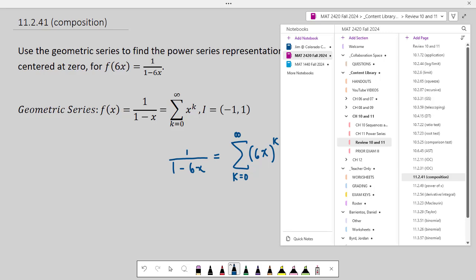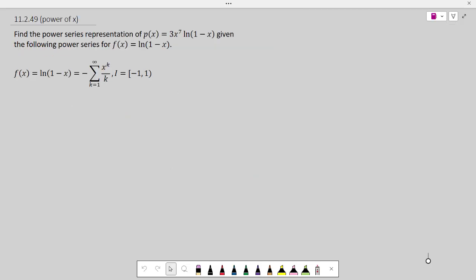All right, let's take a look at multiplying by powers of x.